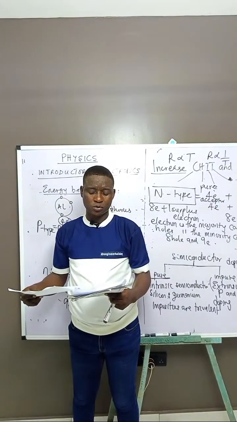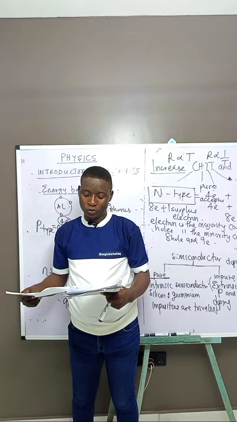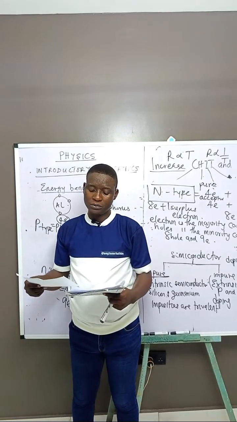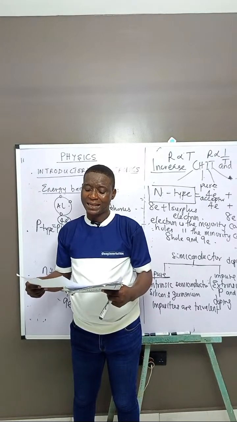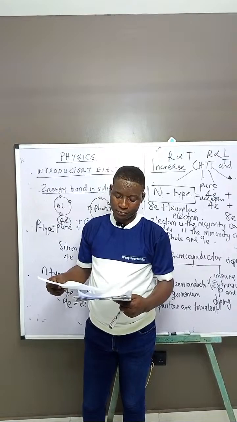Graphite is not a metal. Then silicon is a semiconductor. This is option B. Option A, germanium, is also a semiconductor. So A and B are semiconductors, while D is a pure metal.